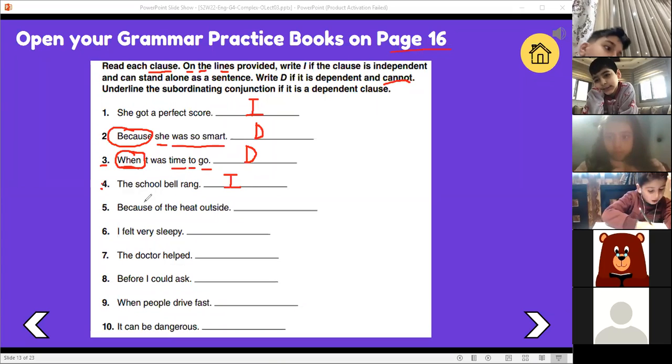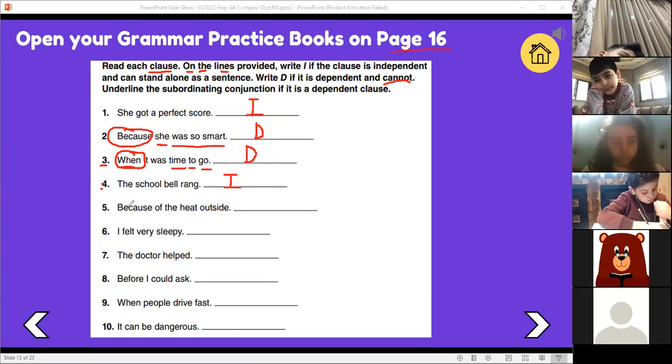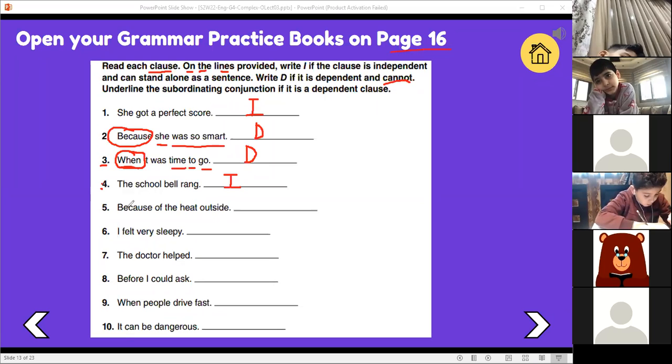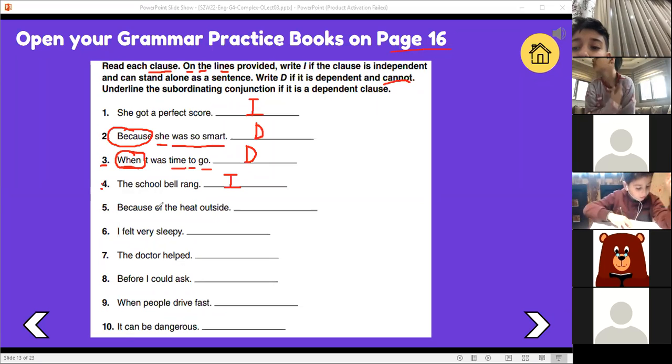Salma Abdallah, number 5. Yalla, I have an activity at the end of the session if we finish early. Because of the heat outside. Dependent. This is dependent, of course.